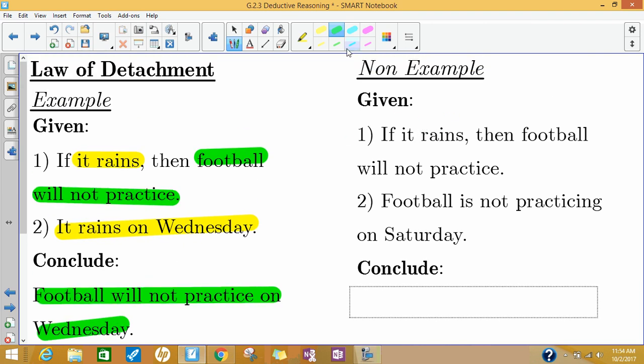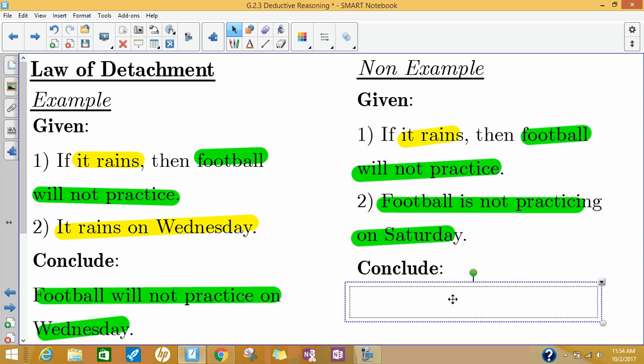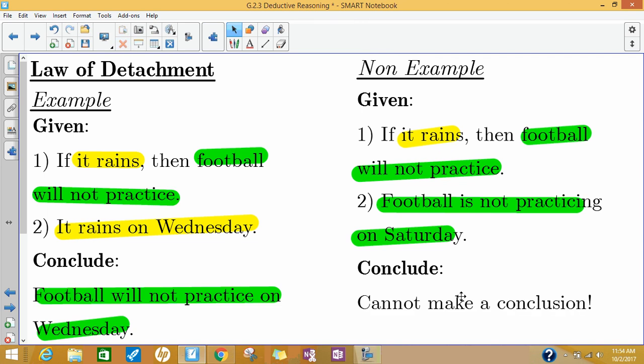Here I have the same idea. I have the same conditional statement about it raining and football not practicing. And here this says that football is not practicing on Saturday. So this statement here is an example of the conclusion of the original conditional. So this won't allow us to make any special conclusions about these two statements combined. Football not practicing on Saturday might be because football just played a game on Friday, or they canceled practice because it was too hot out. Okay, so we can't make any conclusions, so we would say cannot make a conclusion, or we can say no conclusion can be drawn.